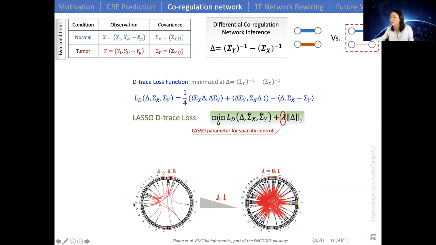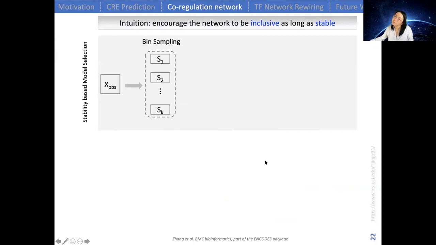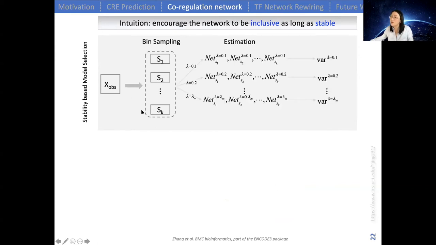And we introduce different penalty parameters. If we give it a larger penalty, we'll end up with a sparser network, if we give it a smaller penalty, we'll end up with more changes that can be estimated from the two conditions. And then we use some stability related measures to do the model selection to decide what is the most appropriate penalty parameter here. For example, if X is observations, we can subsample the bins and we set different parameters for lambda. And for each sampling process, we have a lot of network estimations by randomly sampling different regions of the genome. And we calculate the stability for each of the different lambda parameters over many, many randomization processes.